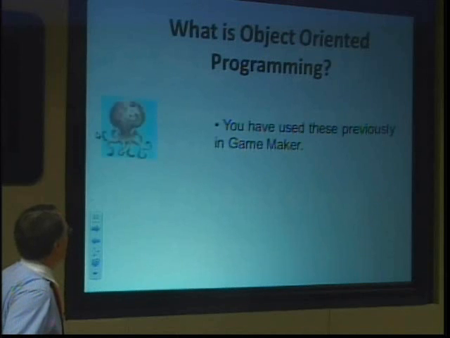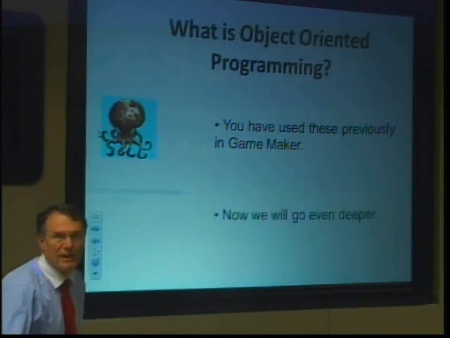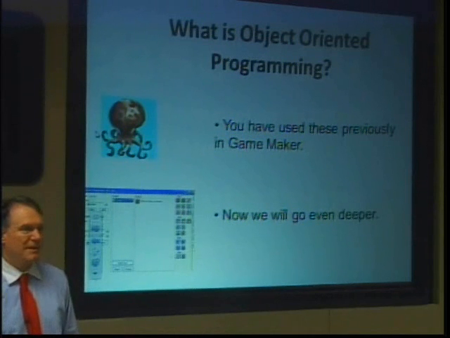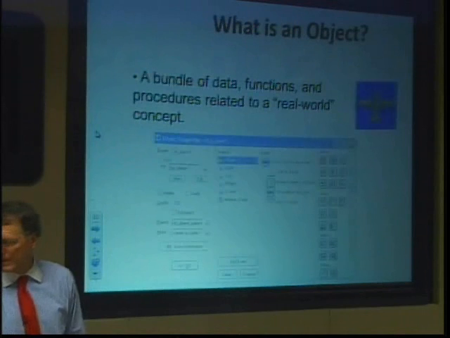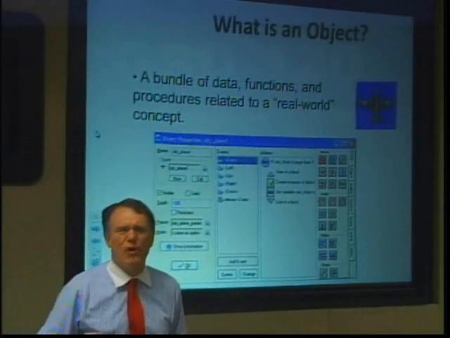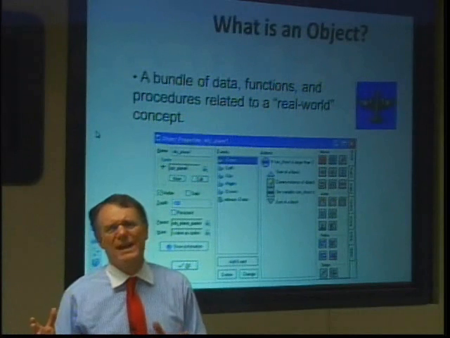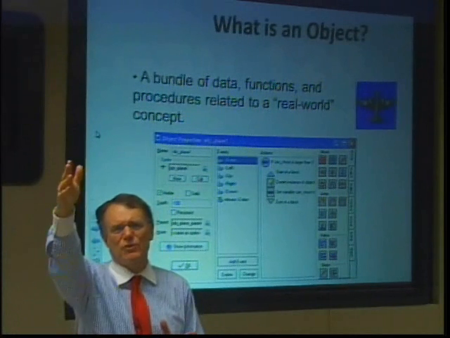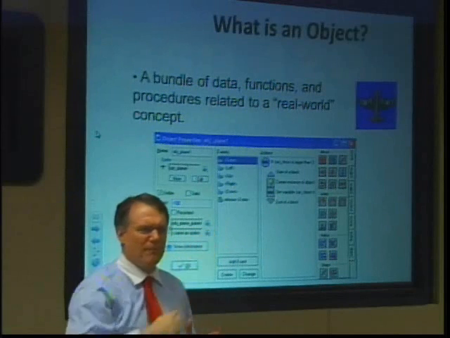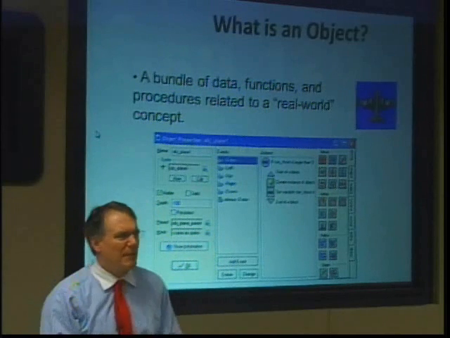Object-oriented programming. You've used objects previously writing your games in Game Maker. And we're going to go even deeper into the concept right now. An object is a bundle of data, functions, procedures. They're all related to some real-world concept. In the example shown on the screen there is a fighter plane from your Wingman Sam game that you wrote.